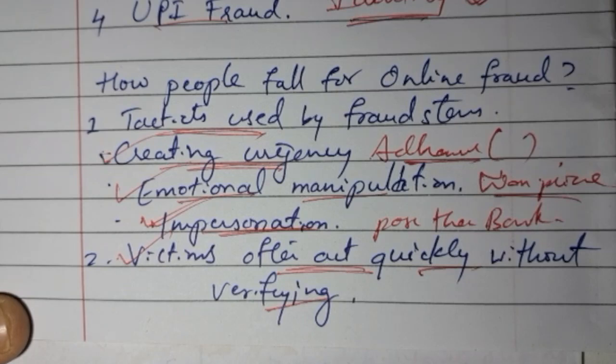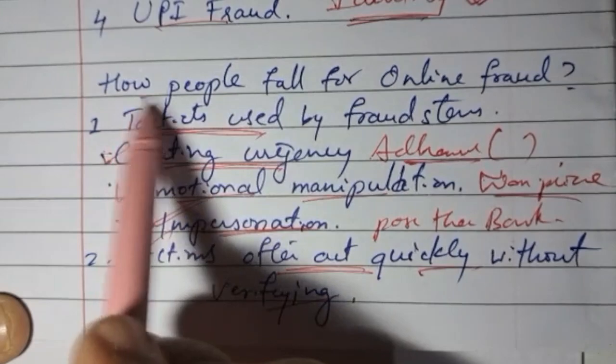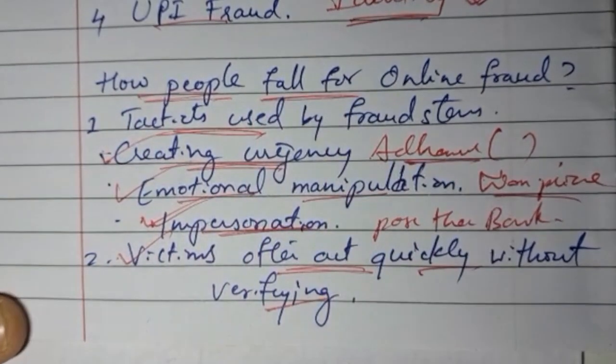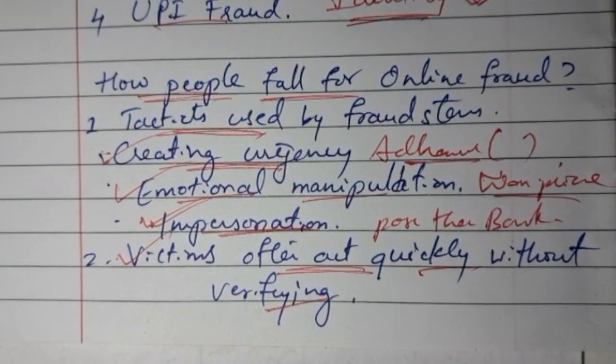So these are the tactics fraudsters use: they pretend to be someone else, manipulate your emotions, and sometimes pose as bank officials or government agents. Now we need to see what you should do immediately if something like this happens to you.